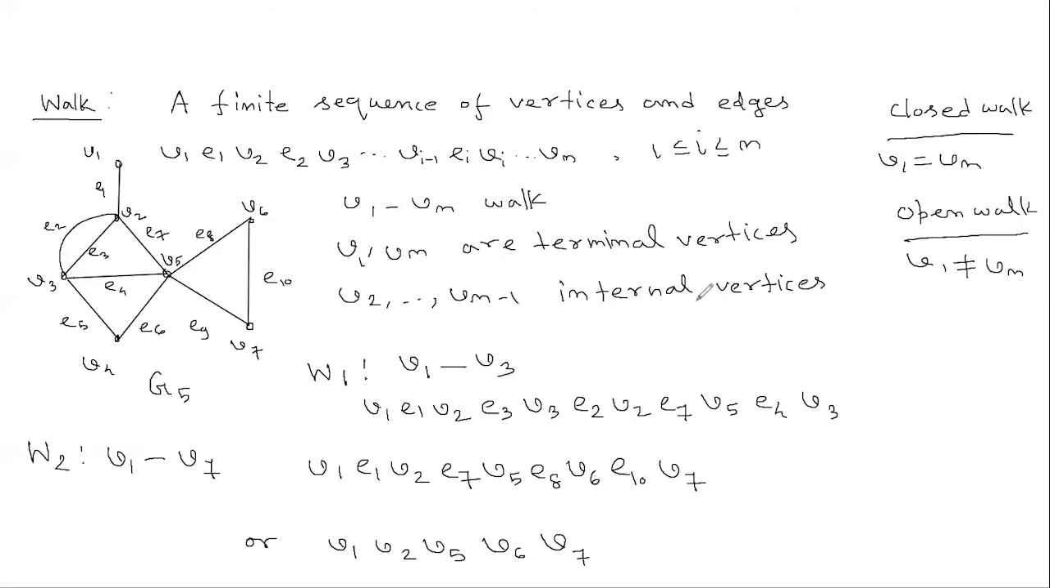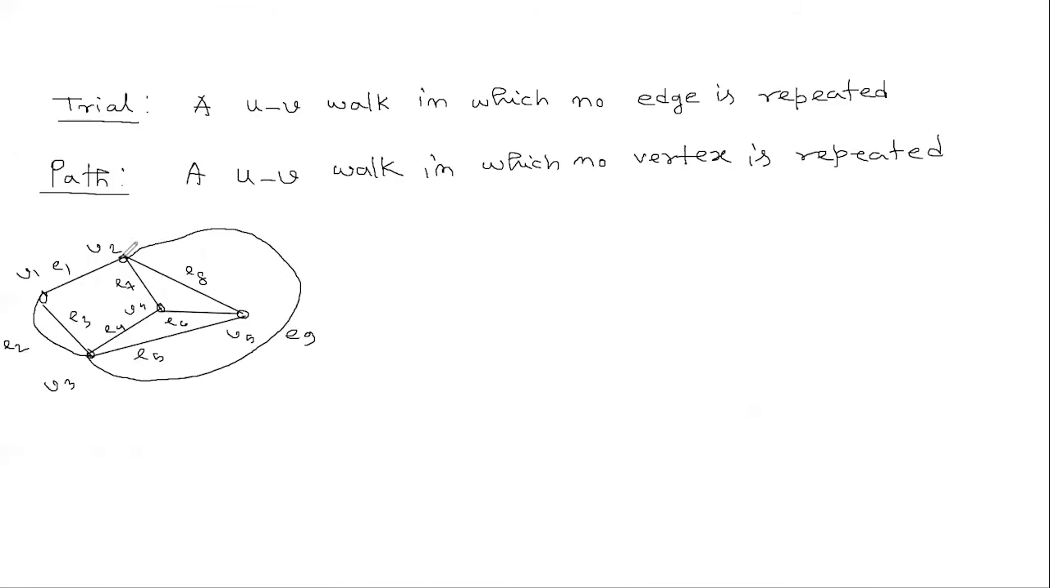Next, let us go to the definition of trail. What is called a trail? If in a walk, no edge is repeated, then we say this to be a trail. And if in the walk no vertex is repeated, then we say this to be a path. So in a walk, if all the edges are distinct edges, then we say this to be a trail. And if in a walk all the vertices are distinct vertices, then we say this to be a path.